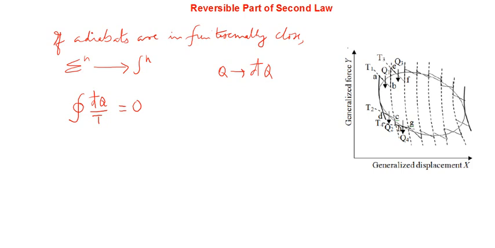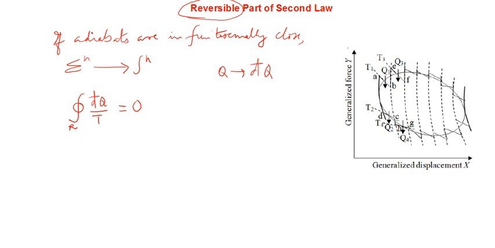One more thing: what kind of process are we discussing? We are discussing this for a reversible process. So in order to show that this represents a reversible cycle, I should write R here, to distinguish it from a possible irreversible process.